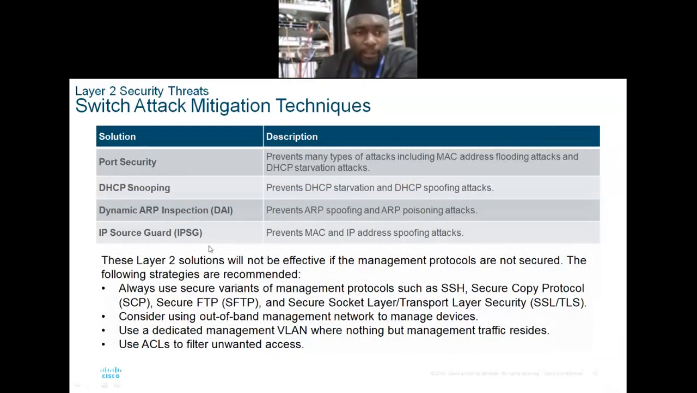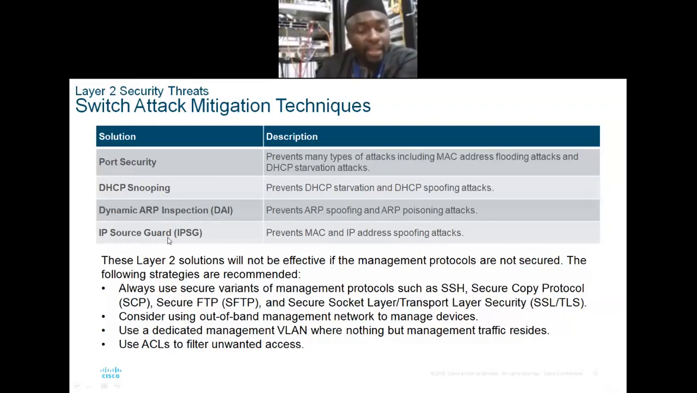So, how do you mitigate against those problems? All right, one way is to do port security. If you enable port security on your switch, it will prevent people who are not authorized from gaining access. It will also shut down the port if there is a violation of any rule that you have set. Okay, so you can do port security, you can do DHCP snooping, you can do dynamic ARP inspection, and then you can do IP source guard.